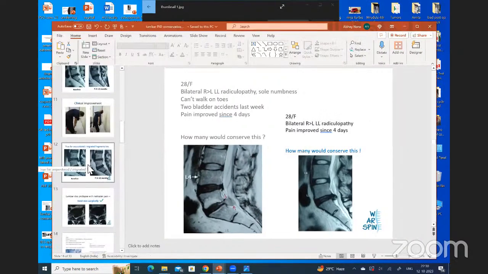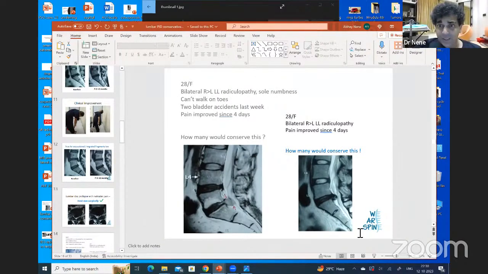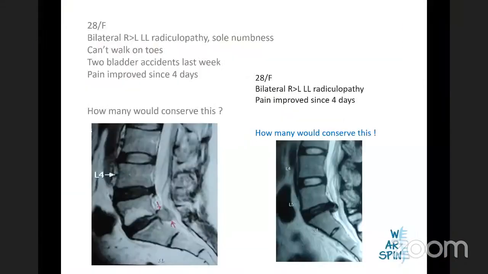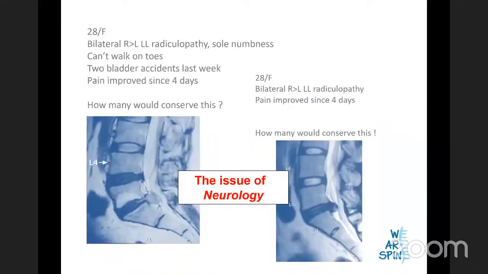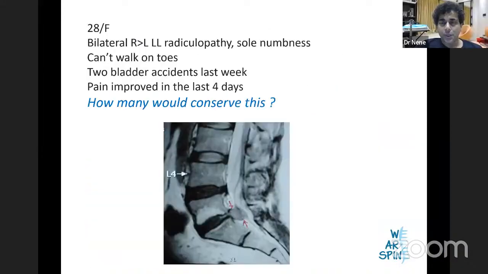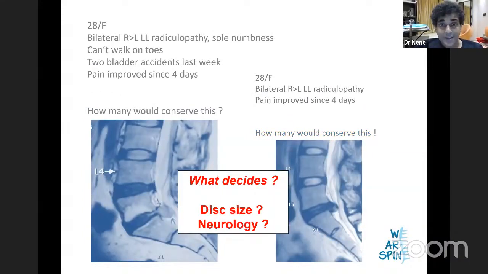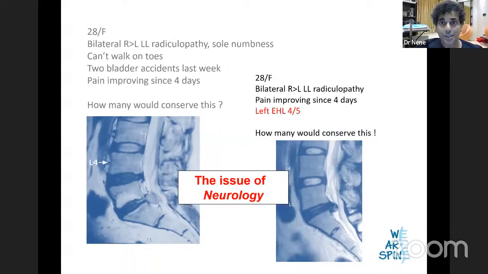Okay, just going ahead with what we were discussing. You all can keep asking questions, but I'm getting back to the discussion we had. We talked about who would conserve this huge disc with early cauda equina. Then we said, what if there was no neurology and you just had pain? What decides? Does the size decide, or does neurology decide?